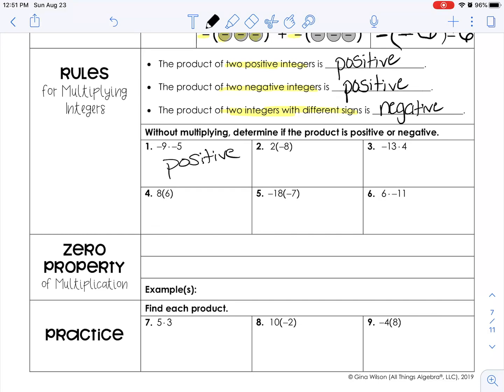Number 2, we have a positive 2 times a negative 8. So our 2 signs are different, so that's going to result in a negative answer. And number 3, a negative 13 times a positive 4. Those 2 signs are different, so it's going to result in a negative answer. Go ahead and highlight number 4, 5, and 6, and we'll come back to those later.